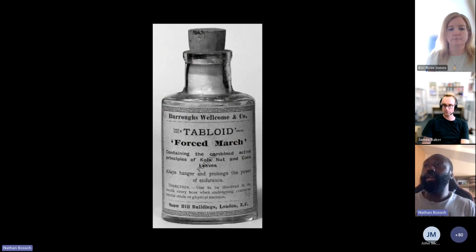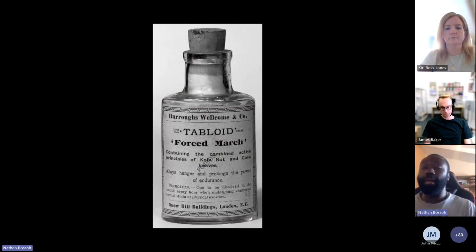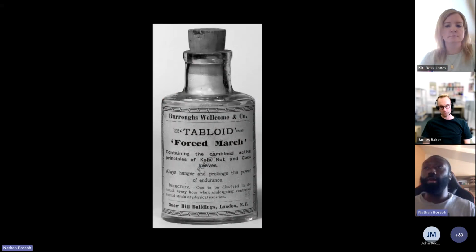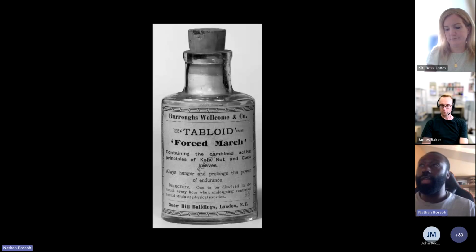Across the Atlantic, Sir Henry Wellcome had also caught wind of the kola nut's medicinal and economic potential by the early 1880s, and was then at work testing and developing his own commercial health product. By around 1890, Wellcome took to the market his new Forced March tablets, made with kola nut extracts, which, as he advertised it, allayed hunger and prolonged the power of endurance. Both Coca-Cola and Forced March provided Pemberton and Wellcome with significant profits, yet no compensation was given to the various West African peoples from whom the plants and knowledge surrounding the plants originally derived.